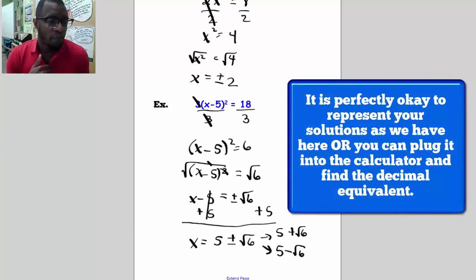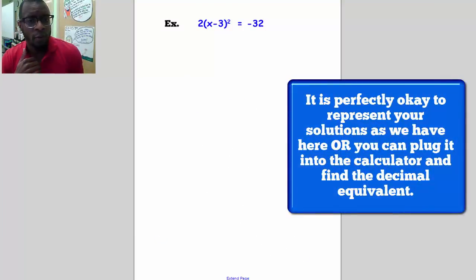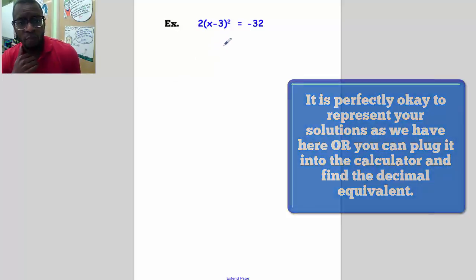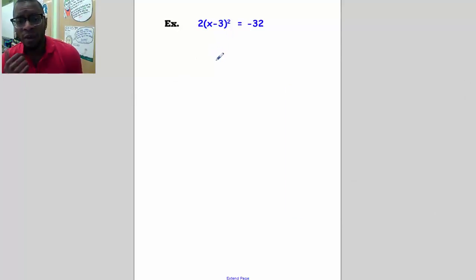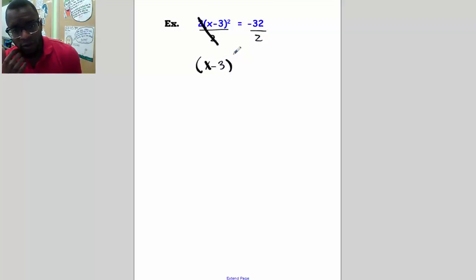Okay, let's take a look at one last example. Okay, so we have 2 times the quantity of x minus 3 squared equals negative 32. So again, the first thing we're going to do is divide by 2. We want to start to isolate that variable x. So we get x minus 3 squared equal to negative 16.